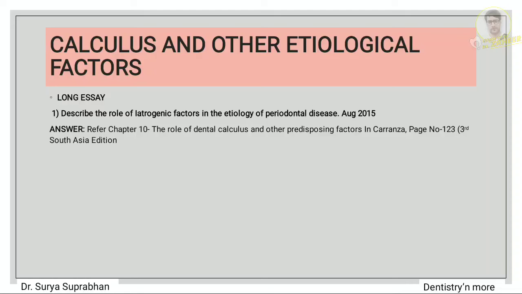And also design of RPD, FPD, the restorative procedures like the use of rubber dam clamp, matrix band, etc. They can lacerate the gums. So they come under the iatrogenic factors in the etiology of periodontal disease. So please refer chapter 10.